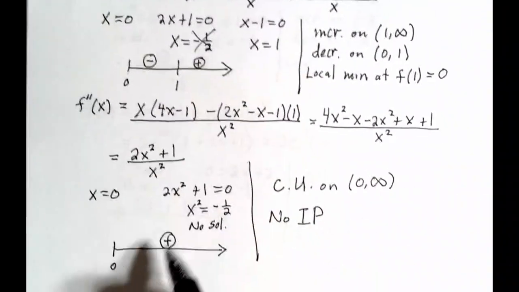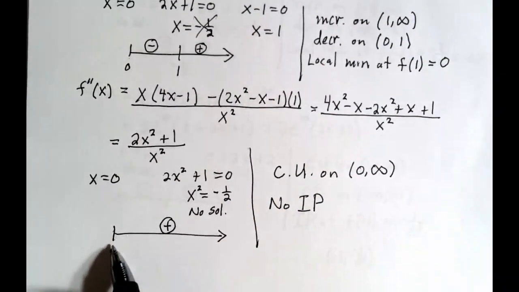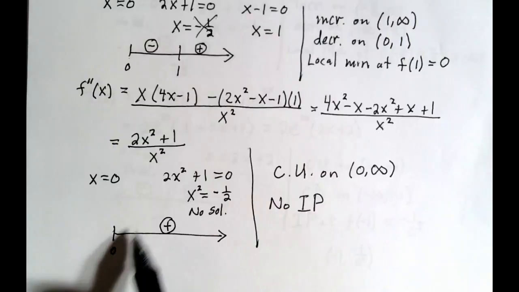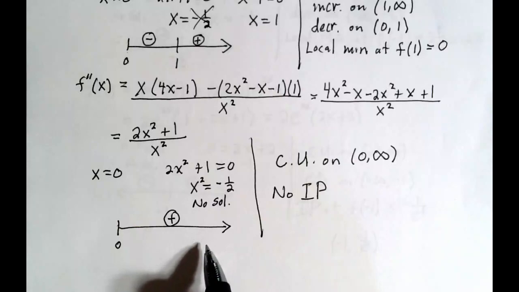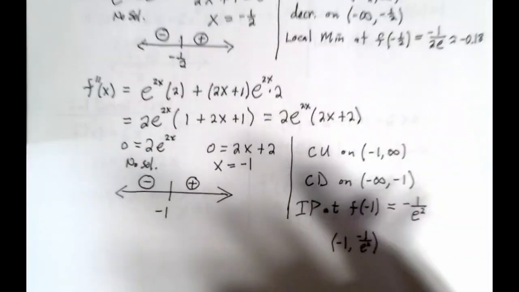When you take the second derivative and set it equal to 0, you only get 0 as a critical number, which isn't really a critical number because it's not in the domain of the original function. So this entire function is concave up always. It's always positive.